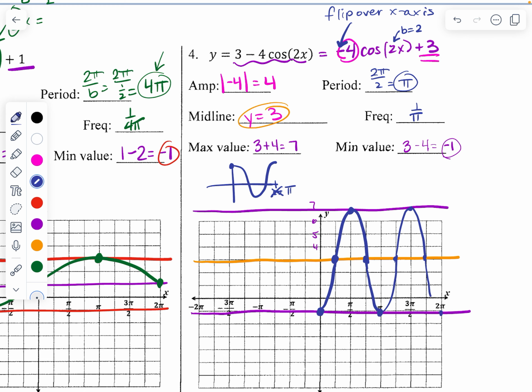Make sure that we don't have zigzags. We want nice rounded curves.